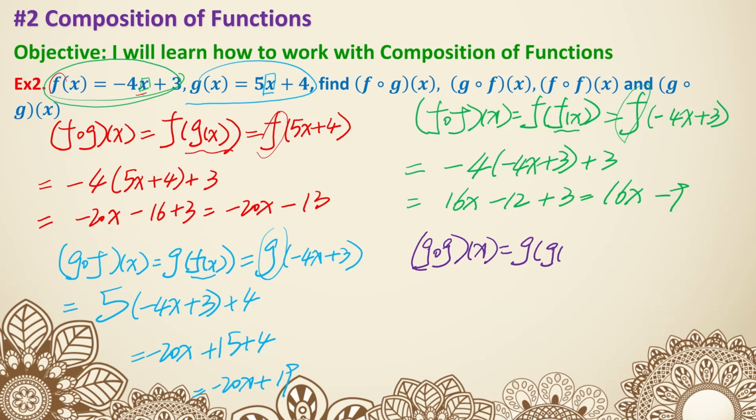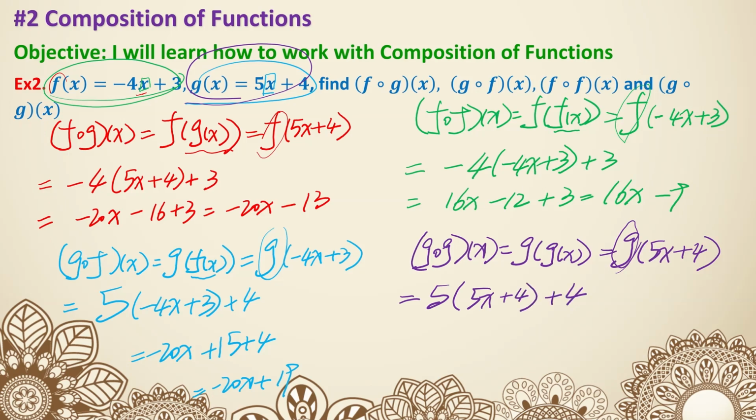And lastly, g of g. g of g of x. The g on the outside stays. I already know g of x is 5x plus 4. My main function is g, so I'm going to focus on g. That is going to be 5, where I see x, x is replaced with 5x plus 4. Then don't forget the plus 4 on the end. Simplify: 25x plus 20 plus 4, so 25x plus 24.